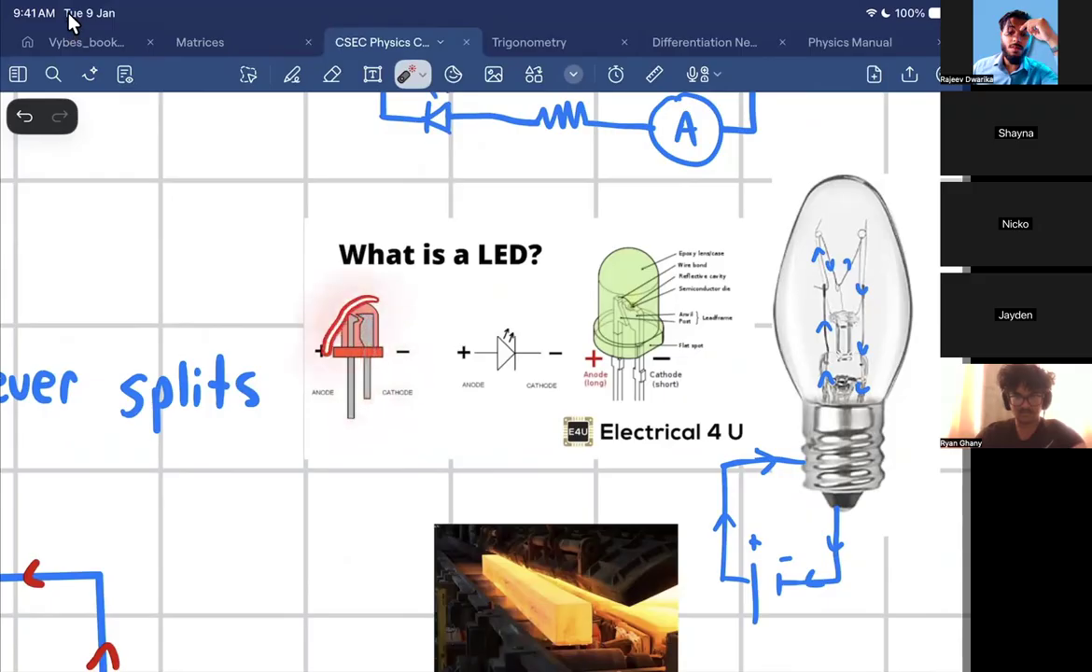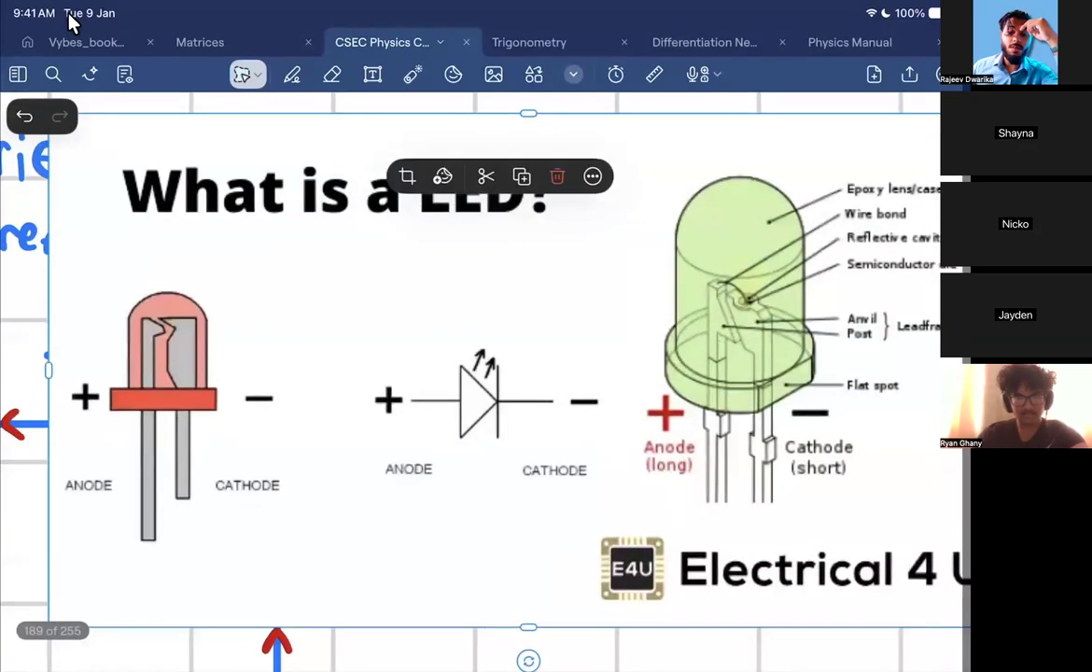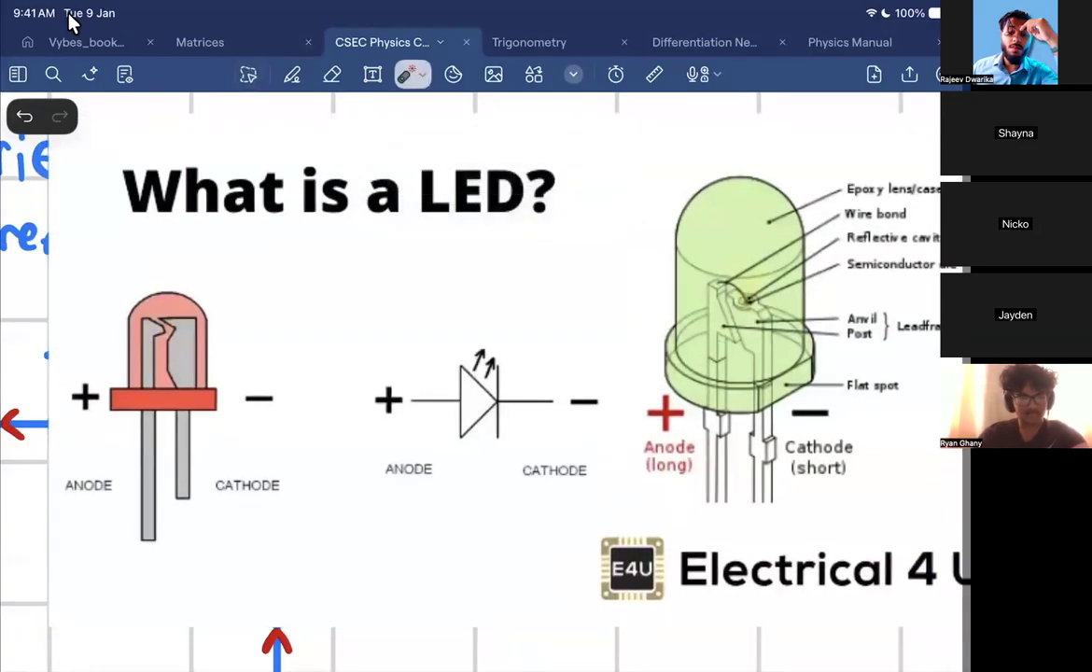When you look at it, do the anode and cathode directly touch? Tell me, do they? No. I can zoom in a bit more so you can see it. No, they don't touch.